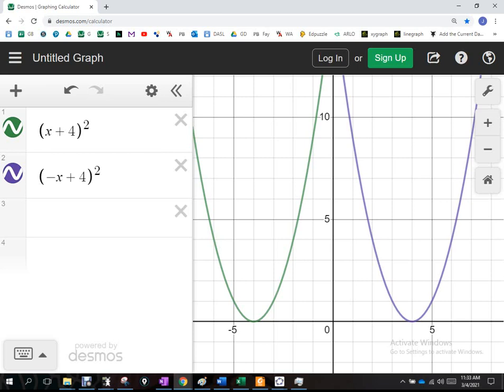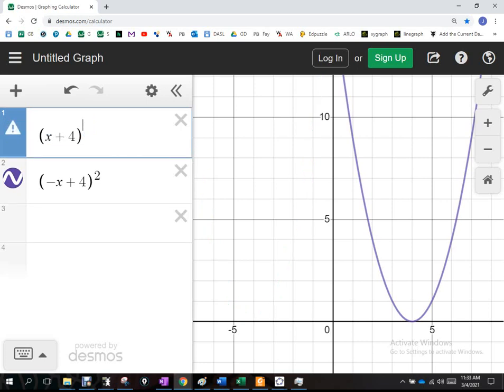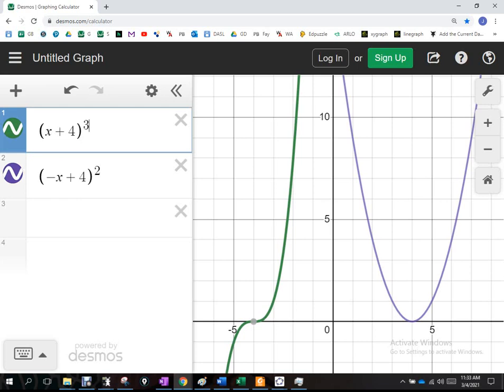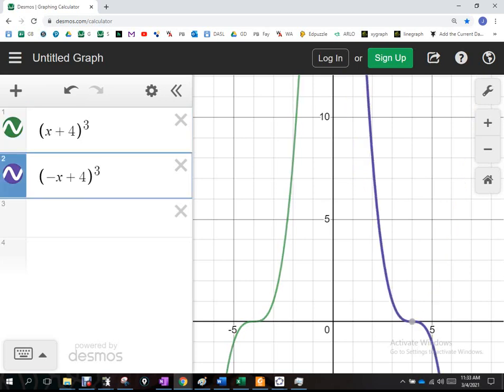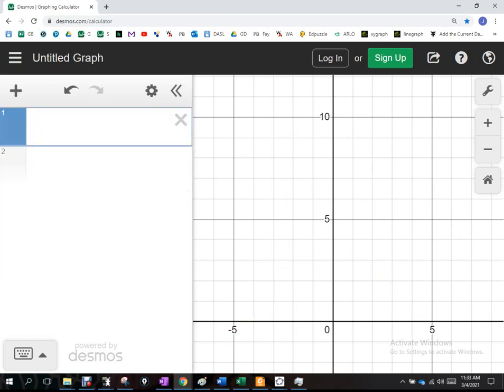Okay. Well, what if it was, let's look at a different line. Let's go x plus 4 to the third. So that one right there. If I multiply the x by a negative, does it reflect that over the y-axis? Does that make sense? So let's look at f of x equaling 3 to the x.